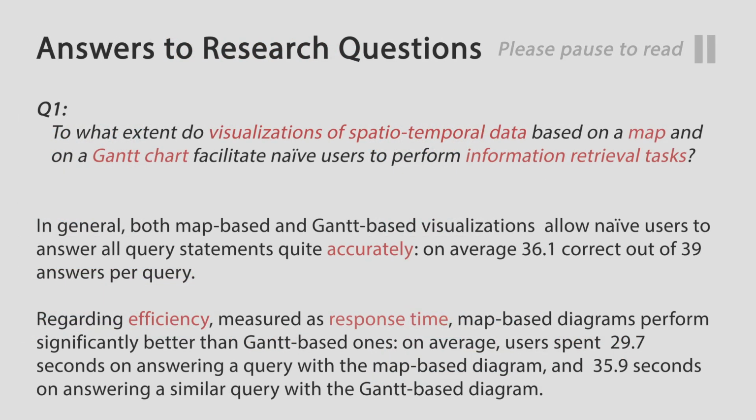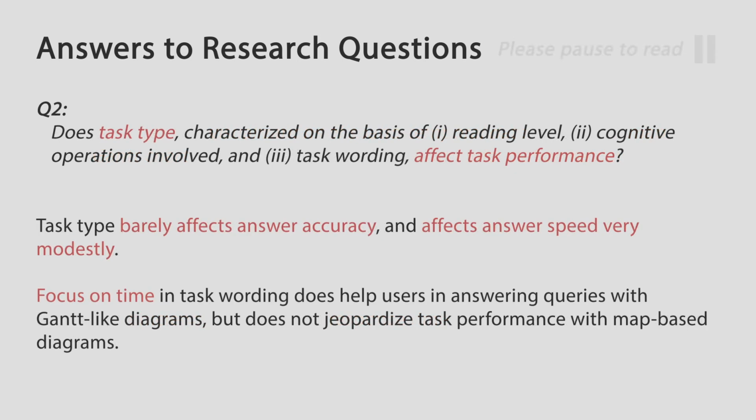Answers to the research questions make us aware that our map-based adaptations are more facilitative than our Gantt-based ones, not with respect to answer accuracy, but with respect to answer speed. We have discovered that task type has some influence and that wording with focus on time may have a more powerful effect for performance with the Gantt than for performance with the map.